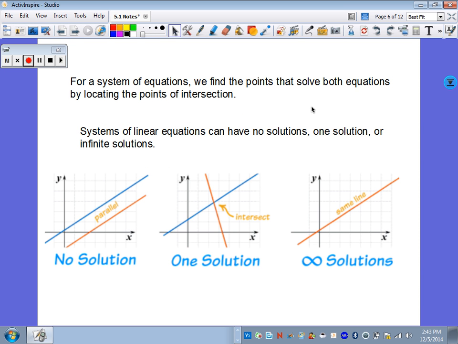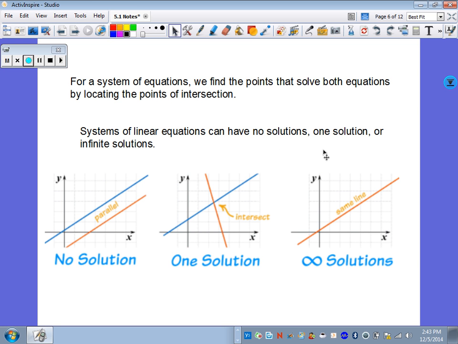For a system of equations, we find the points that solve both equations. What you're looking for is the point of intersection. You can either have no solution, meaning they don't intersect, and this is the picture you're looking at here, which means the lines are parallel. You can have one solution where the lines intersect in one point, and then your solution is to name whatever ordered pair this is. I'll show you how to do that on the graphing calculator as well.